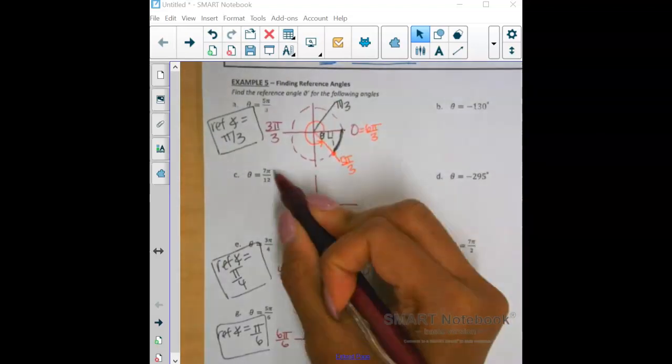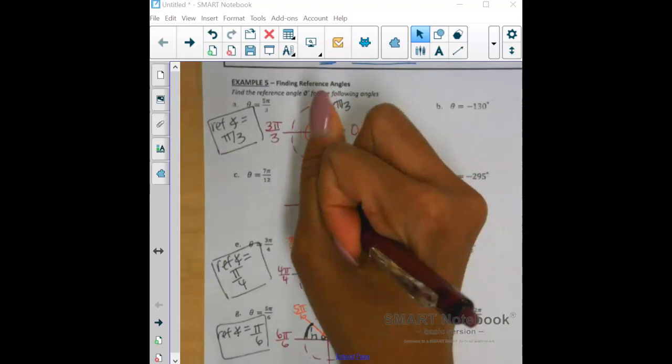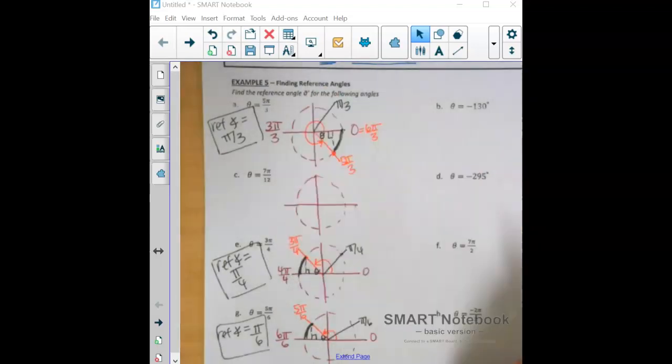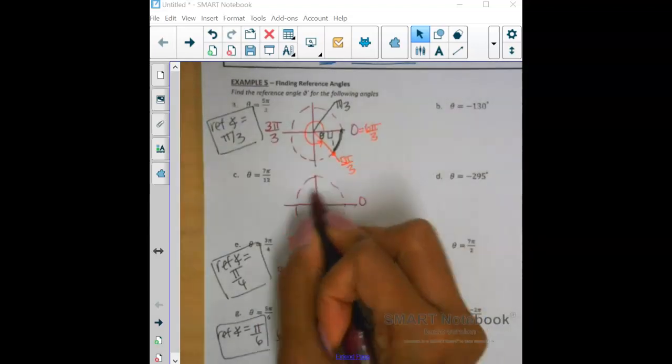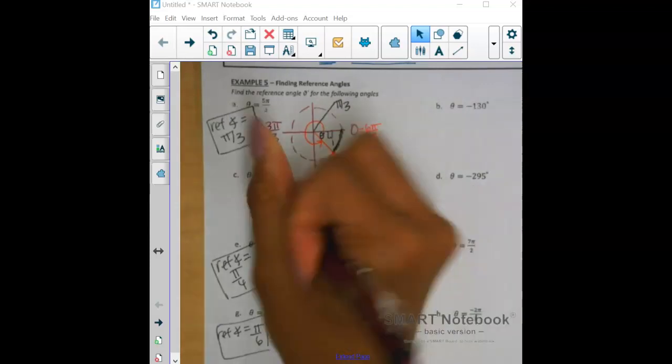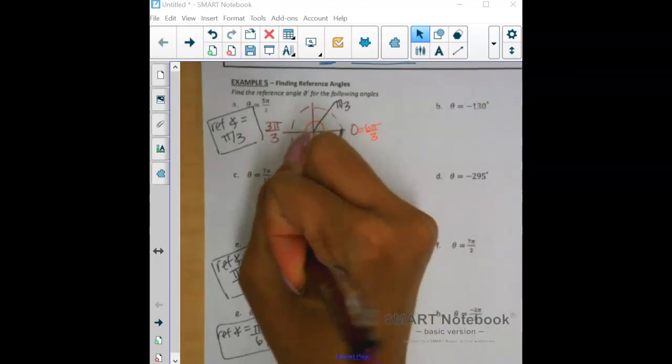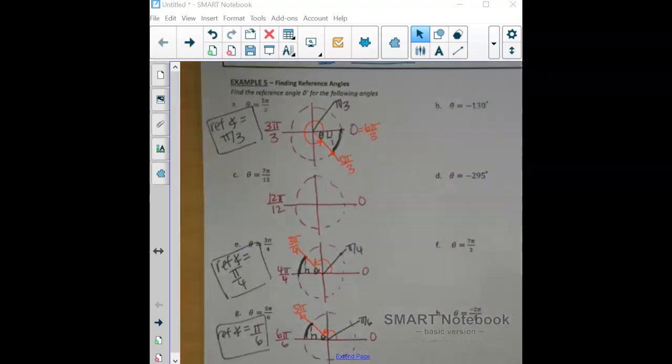Excuse me, 7 pi over 12. With that 7 pi over 12, I haven't given you something that looks like that. So like I said, work smarter, not harder. Start with 0, and we're going to go all the way over to pi first. Pi is going to be the same as 12 pi over 12. My issue is I need to figure out where 7 pi over 12 is.